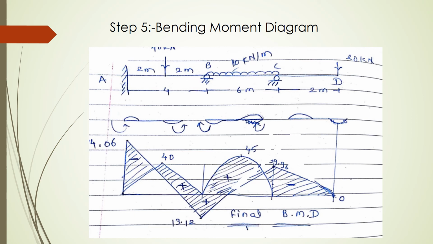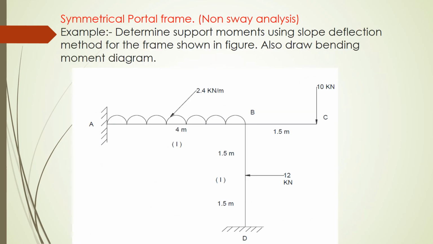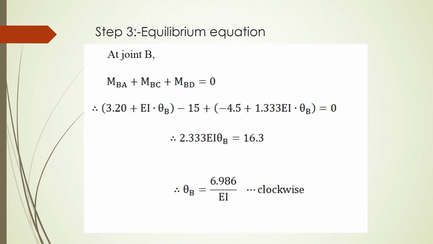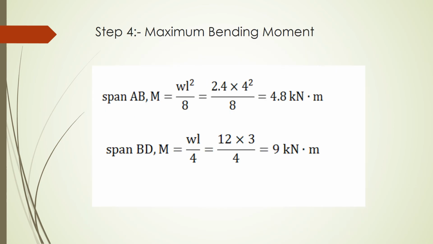The next problem today we are going to cover again is a portal frame. We have three members at B joint. M of BA plus M of BC plus M of CD should be equals to 0. So unless and until these moments are equals to 0, the frame will not be in equilibrium. Suppose to write the equilibrium equation in that way. So this is the equation. From this we will have the value of slope at B.